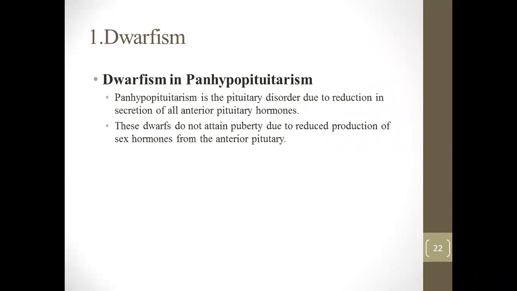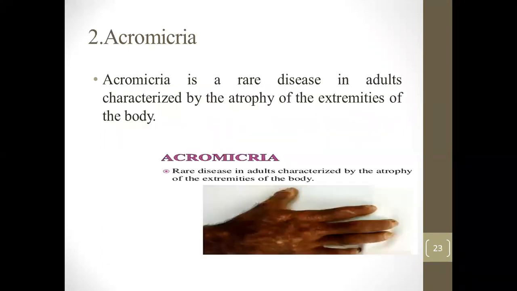The first one, the hyposecretion of the growth hormone, is dwarfism, in which extended stature is not present. The second one is acromicria. Acromicria is a rare disease in the adult which is characterized by the atrophy of the extremities of the body. We can also understand this diagram.